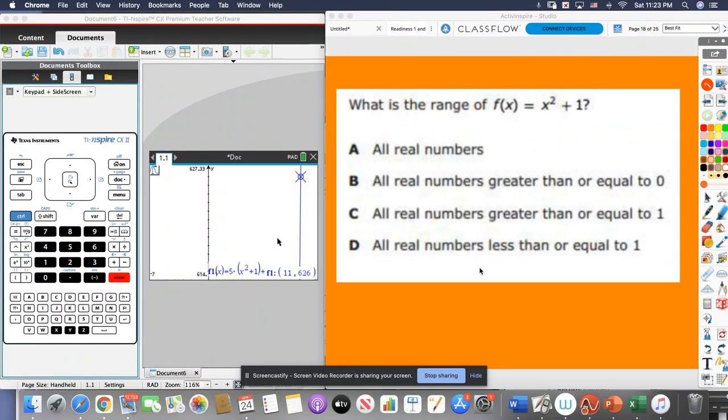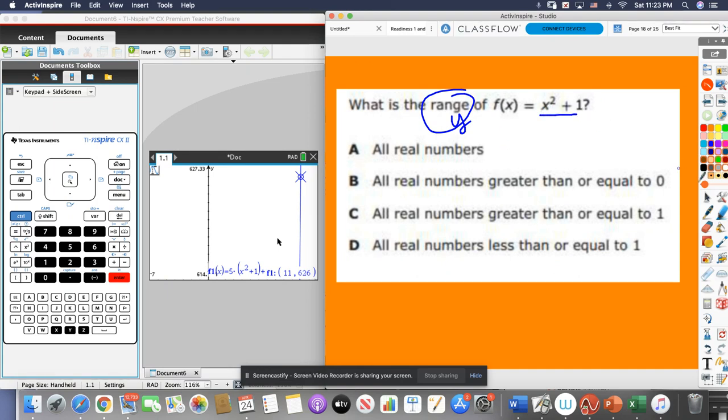All right, the next example, 4. What is the range of this function? So again, we're looking for the y. The range is the y. Down here, I don't see anything about y or x, so that doesn't eliminate any answer choices this time.